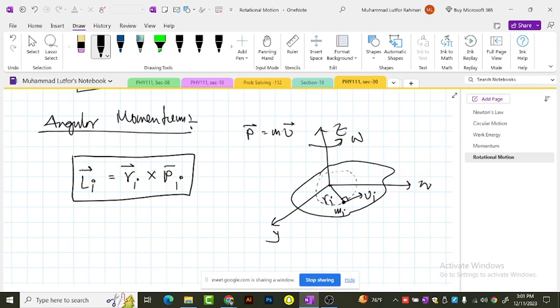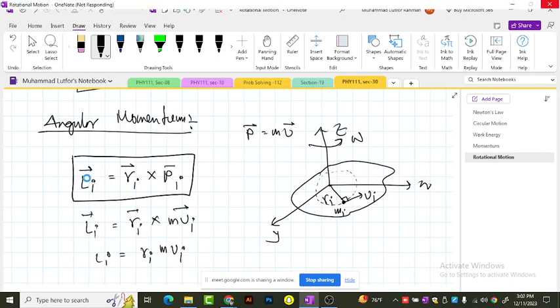Now I can write one more line, which would be simply Ri cross m into Vi. If I take the magnitude of this, I know that the angle between Ri and Vi is 90 degrees, and sin 90 is 1. Simply I can write Ri m into Vi, right? From the vector, I write it down in a scalar form. Look at this, don't get confused over here.